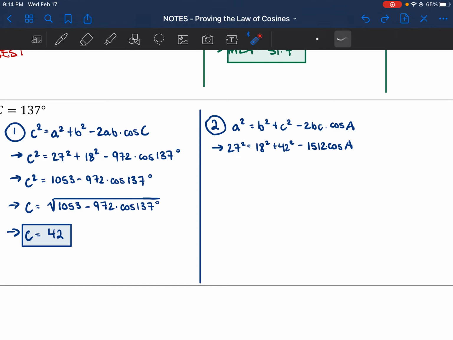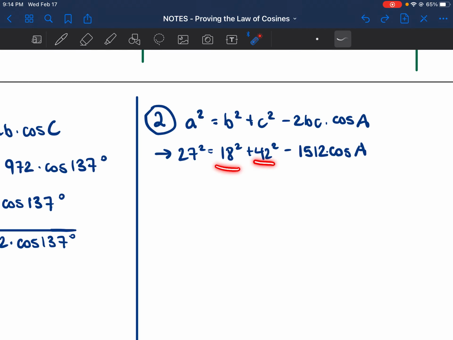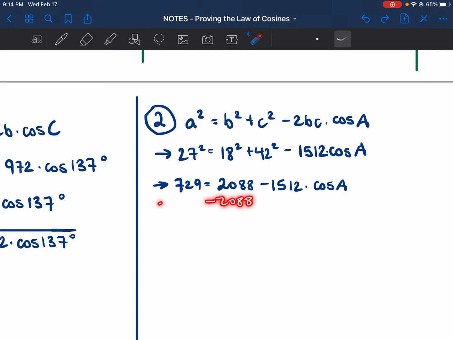Okay, plugging in the pieces, we know A is 27, B is 18, and we just found that C is 42. Also calculating the negative 2BC, that's negative 2 times 18 times 42. That gets us the negative 1512. And it's just solving the equation from here. Simplifying, 27 squared, that's 729. 18 squared plus 42 squared, that's 2088. And we know we want to solve for A here. So let's subtract 2088 on both sides of the equation.